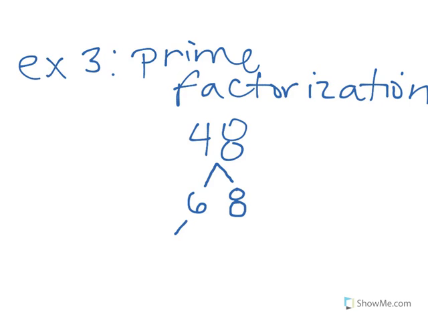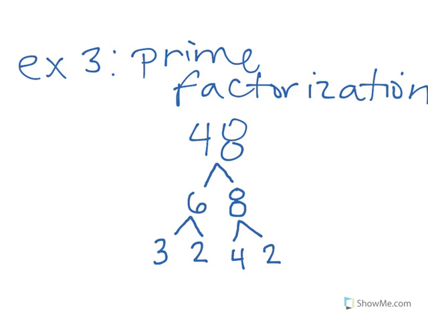So I can actually make another branch to my tree. Now I'm going to ask myself, is the number 8 prime? Well, the factors of 8 are 1, 2, 4, and 8. That means that number 8 is also not prime. It's composite, so I can make another branch. Now I can say, what are two factors of 6? I know 3 times 2 is 6. And then what are the factors of 8? Well, I know 4 times 2 is 8.